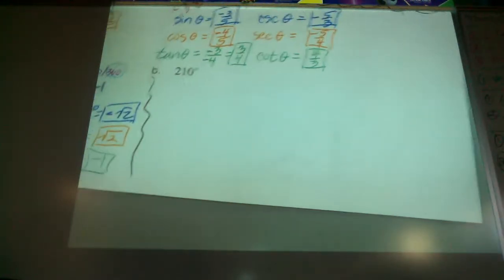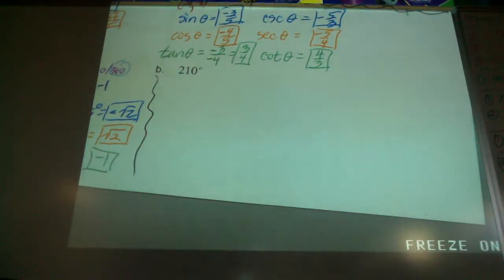All right, so find all the six trig functions of 210. No, it's positive 210. Your reference angles are always positive. It doesn't matter about the reference angle.